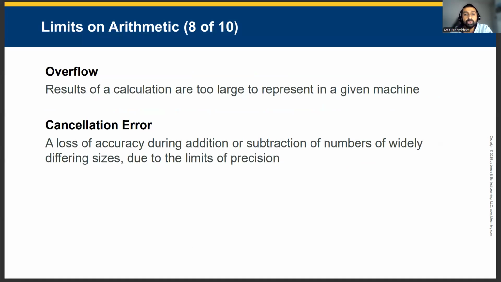Here we continue to examine numerical limitations, focusing on two common types of errors, overflow and cancellation error. Overflow happens when a calculation produces number larger than the machine's maximum representable value. When this occurs, systems may trigger an exception, wrap around to a small number, or return an infinity value depending on the architecture.